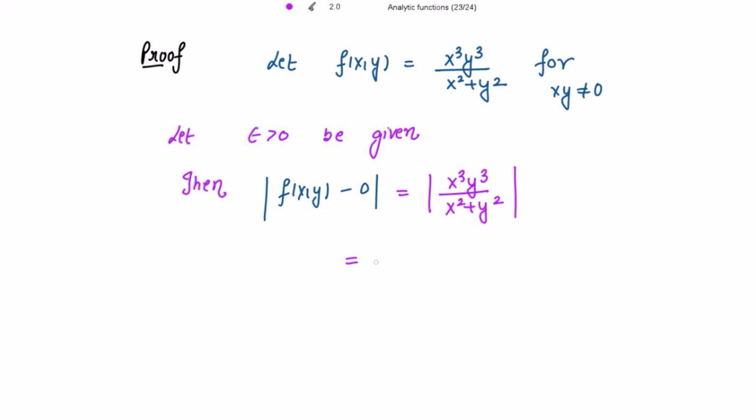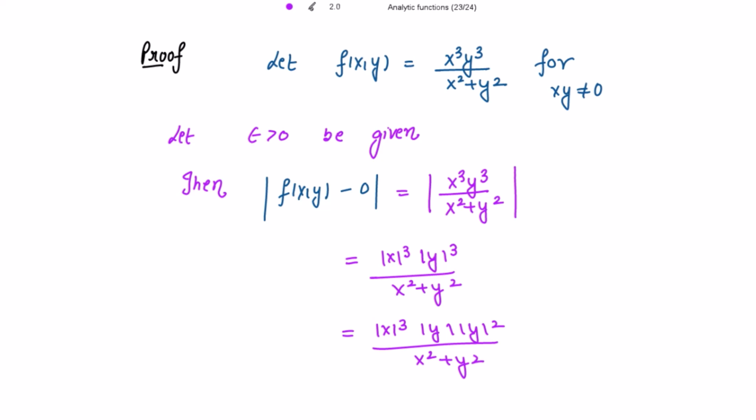So this is further equal to mod of x cube, mod of y cube divided by mod of x square plus y square, which is x square plus y square, because it is your positive term, right? So this is further equal to mod of x cube. I can write this mod of y cube to be mod of y into mod of y square divided by this x square plus y square. And this mod of y square is itself y square.